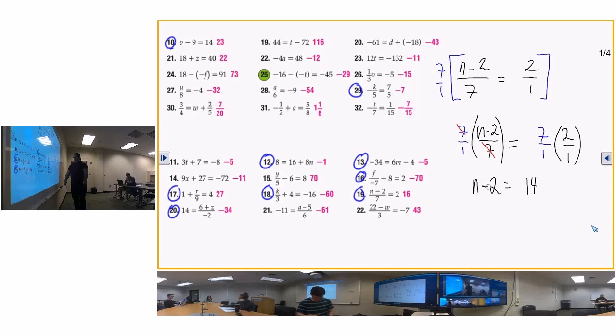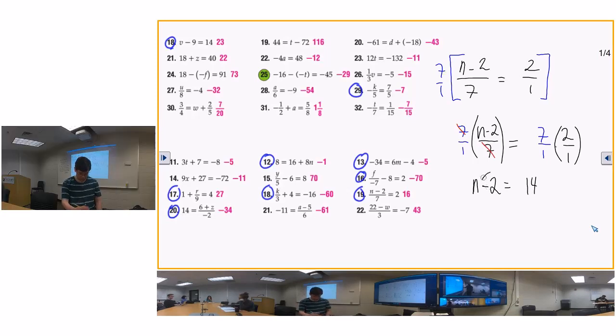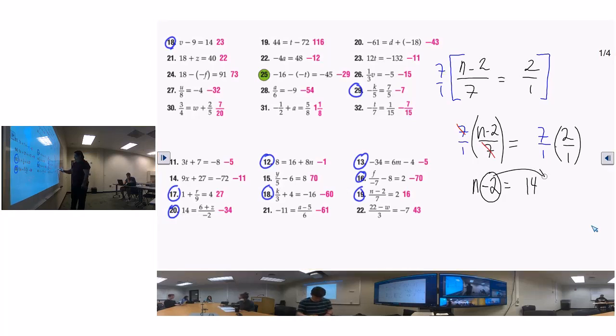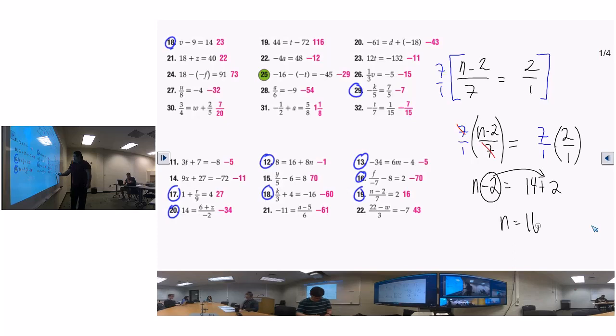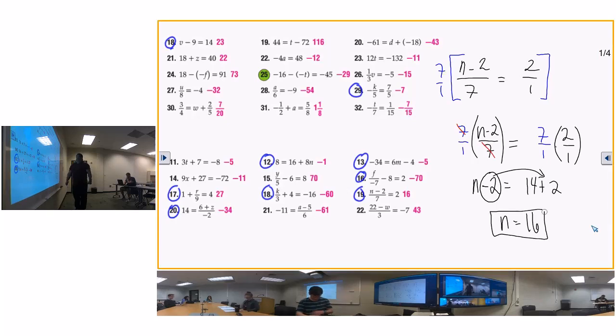And what do you do now? Add the 2. And take the 2 across the river. And n is equal to 16. And you feel good about yourself.